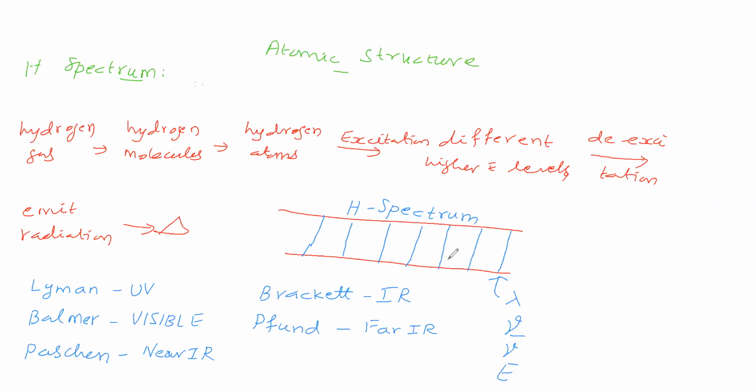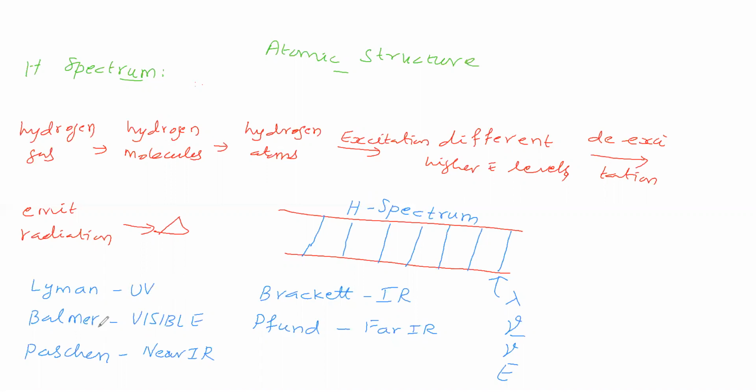Who studied the hydrogen spectrum? First, Lyman studied the hydrogen spectrum. Lyman observed spectral lines in the ultraviolet region. The spectral lines present in the ultraviolet region, studied by Lyman, are called the Lyman series. So the hydrogen spectrum contains spectral lines in the ultraviolet region.